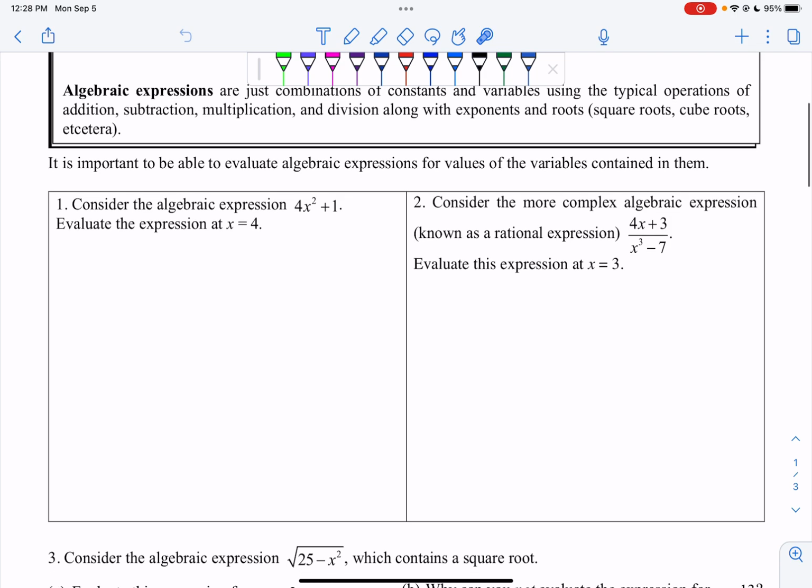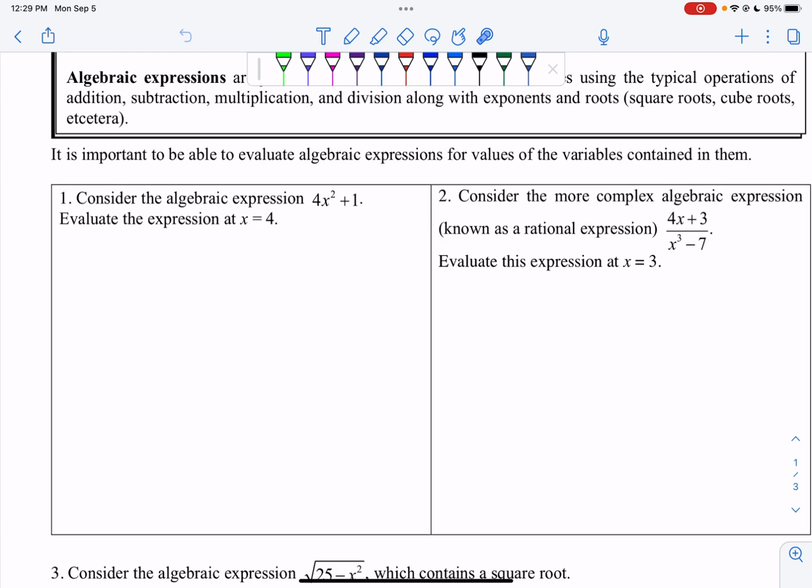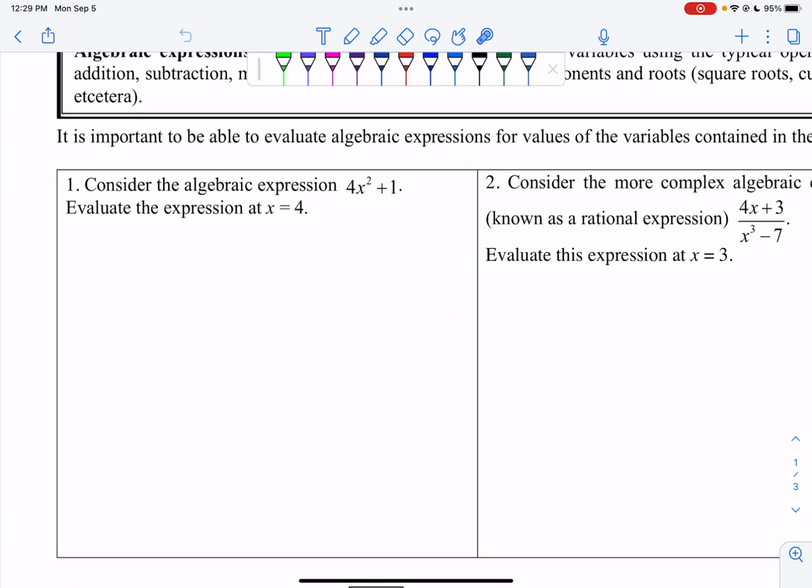It's important to evaluate algebraic expressions for the values of variables contained in them. So for instance, we're going to be giving you complicated expressions, and we want to know what's happening at that specific value. So here's our first example. Consider the algebraic expression 4x squared plus 1. Evaluate the expression at x equals 4. So here's what I am actually expecting of you. I am expecting to see the setup, and then you simply type it into your calculator.